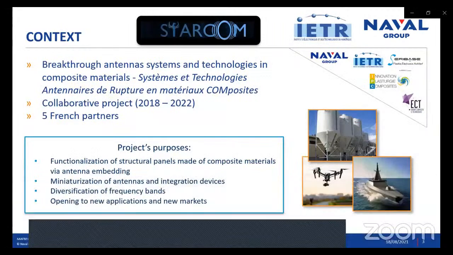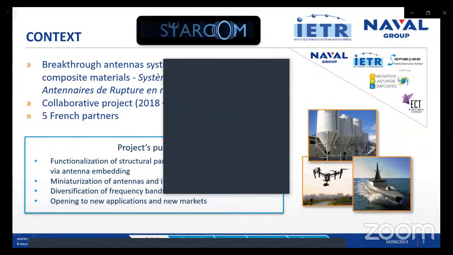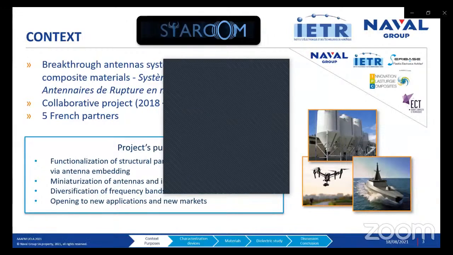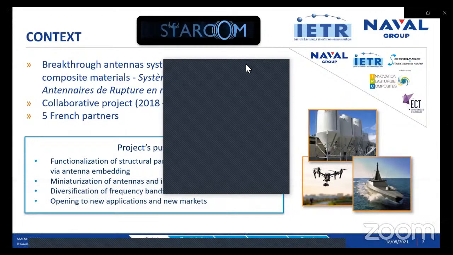This work is a part of a collaborative project named STARCOM. In English, that means breakthroughs, antennas, systems, and technologies in composite materials. The two main purposes of the STARCOM project are the functionalization of structural panels made of composite materials through the antenna embedding, and the miniaturization of antennas and integration devices. By diversifying the operating frequency bands, the consortium aims to open new applications and new markets.